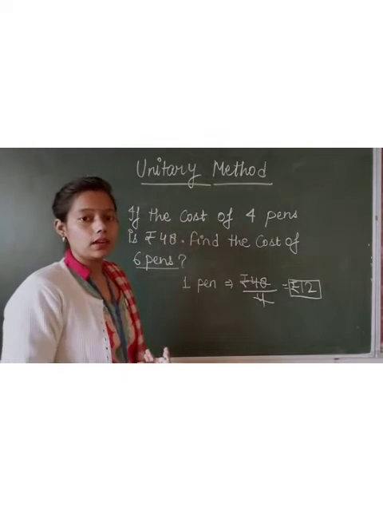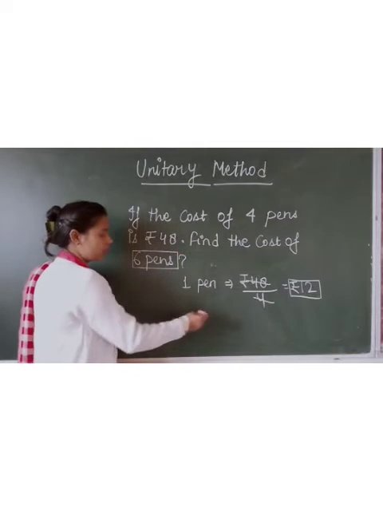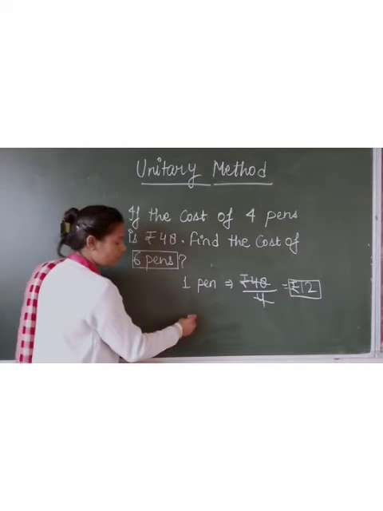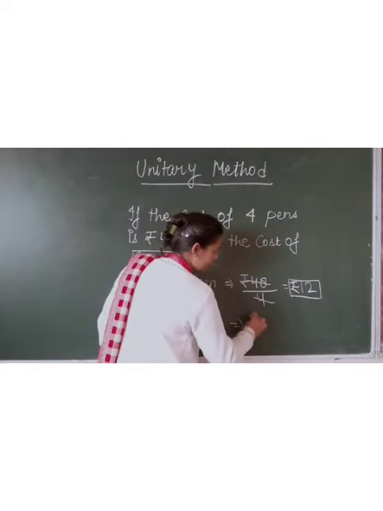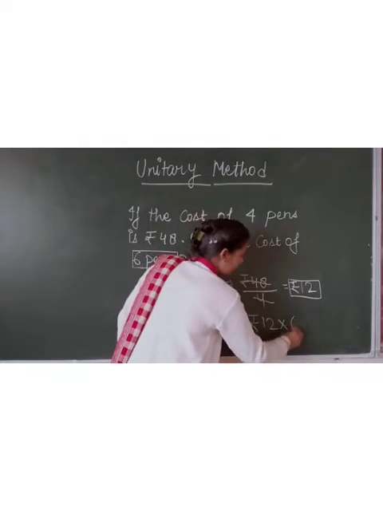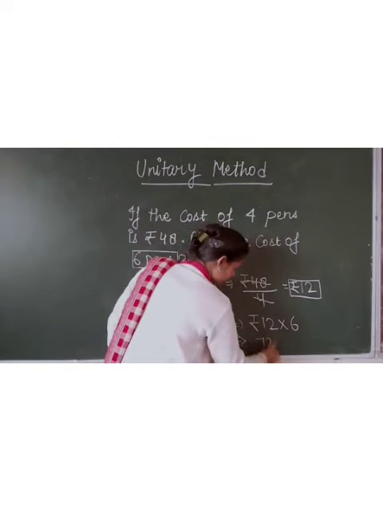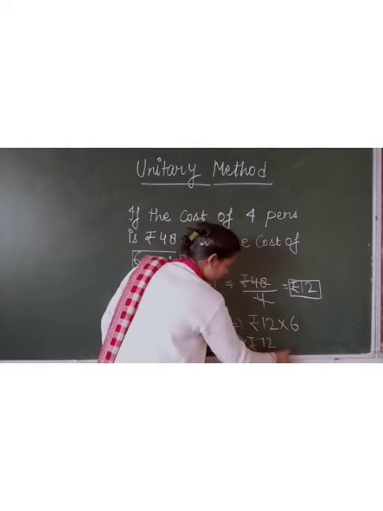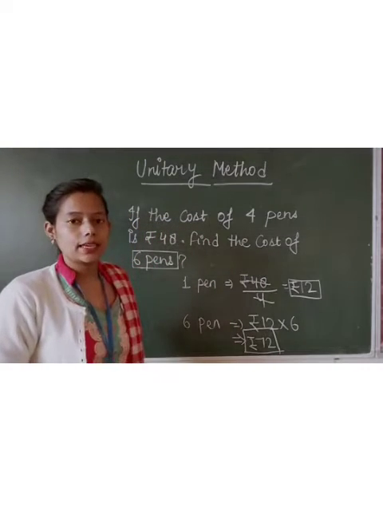Now, the price of how many pens do we need to know? 6 pens. So in the second step what do we do? Multiply. The price of 1 pen is multiplied by the given quantity. So 12 times 6 is 72. So class, we can easily find out the price of 6 pens.